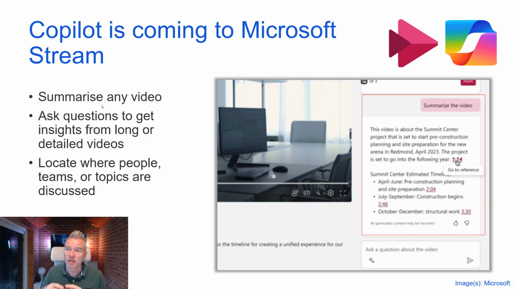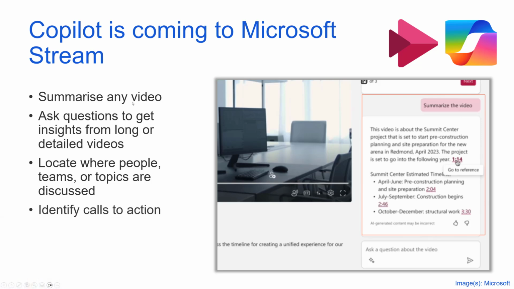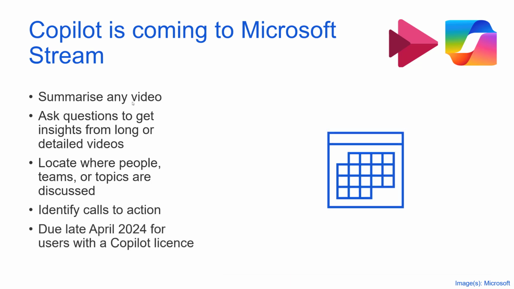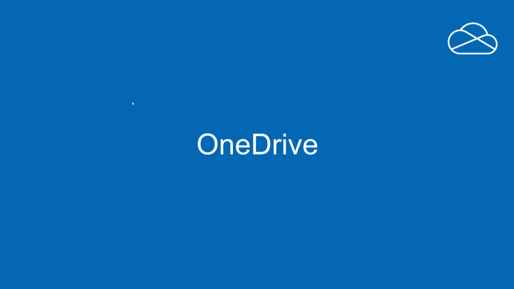But what if I can just be a bit more generic and just say a bit more, knowing that my audience can apply their own lens to what I'm saying, and you can interrogate it or ask questions based on what matters to you. So I can be much broader with what I say, knowing that you folk can pick out what matters to you. I think that's going to be super useful. Identify your calls to action. So based on the video, what should you do? Based on what you do for your living. Due late April for people with Copilot. You've probably seen that already, actually.